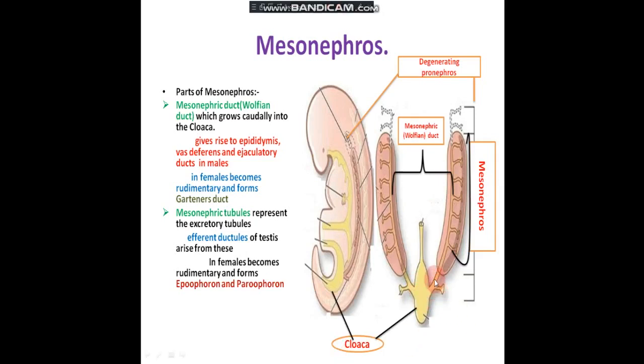From the lower part of the mesonephric duct arises the ureteric bud, and here, running transversely, we have the mesonephric tubules, which form the excretory units of the mesonephros. They pass into the mesonephric duct laterally, but medially they become cup-shaped and have a capillary network, that is the glomerulus, over here. Later on they again disappear, and they are represented by different ductules of the testes.